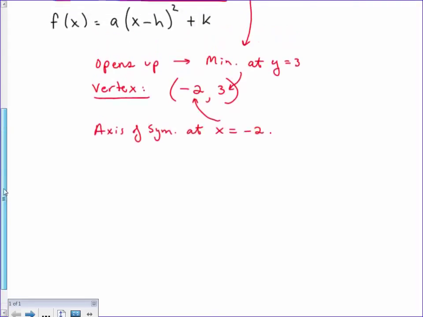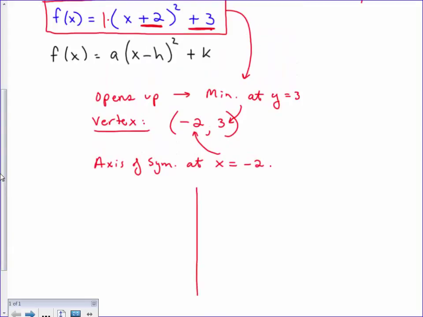Now that we have our description, we can go and sketch our graph. What I would do first is sketch the vertex. So I would go 2 to the left, 1, 2, 3 up. We know that our graph opens up, so just sketch a parabola opening upward. And then I would also just sketch the axis of symmetry, which in this case is x equals -2.